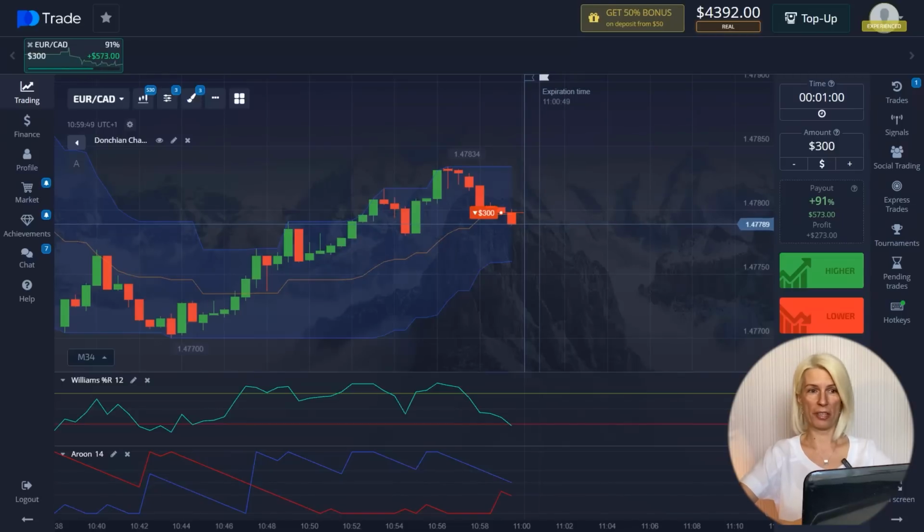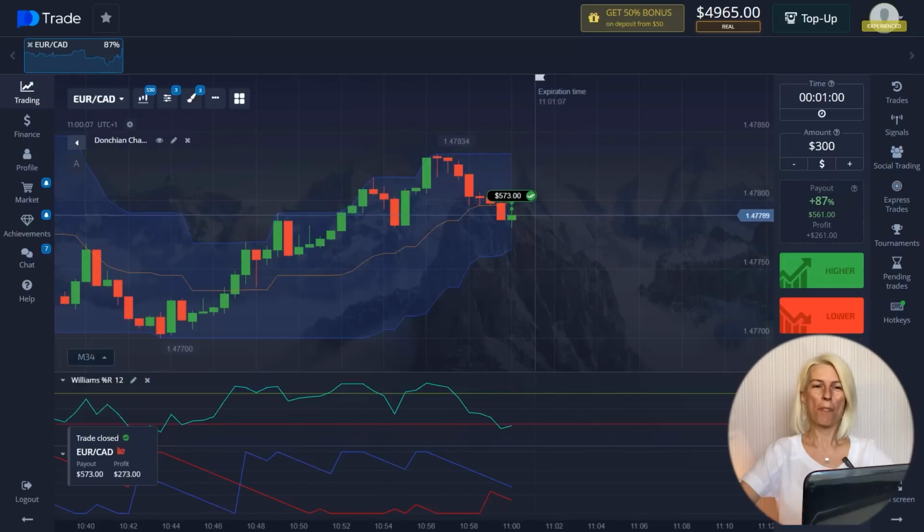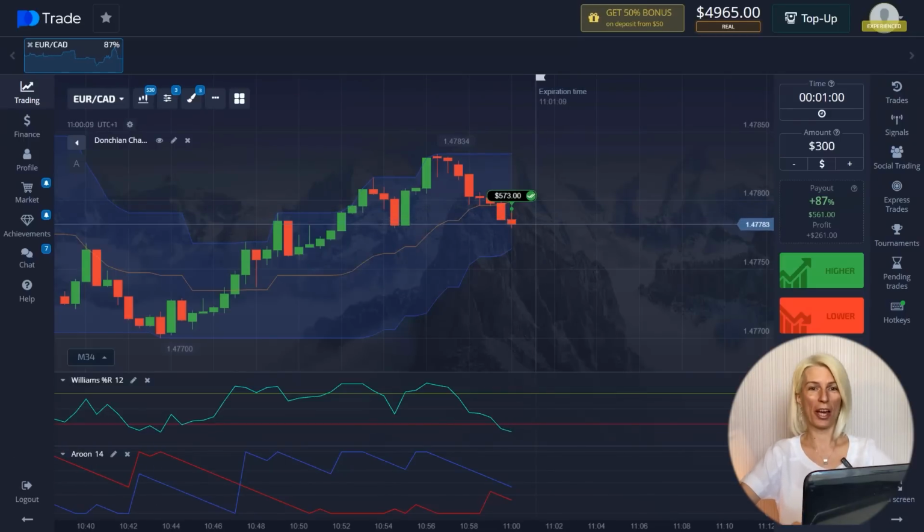Aroon was more informative this time, and most importantly, it confirmed other data, as its blue line was rapidly declining, approaching the level of 50, and the red line, on the contrary, was growing, which confirmed the signal to decline. Yes, the forecast was justified and I earned another $273.